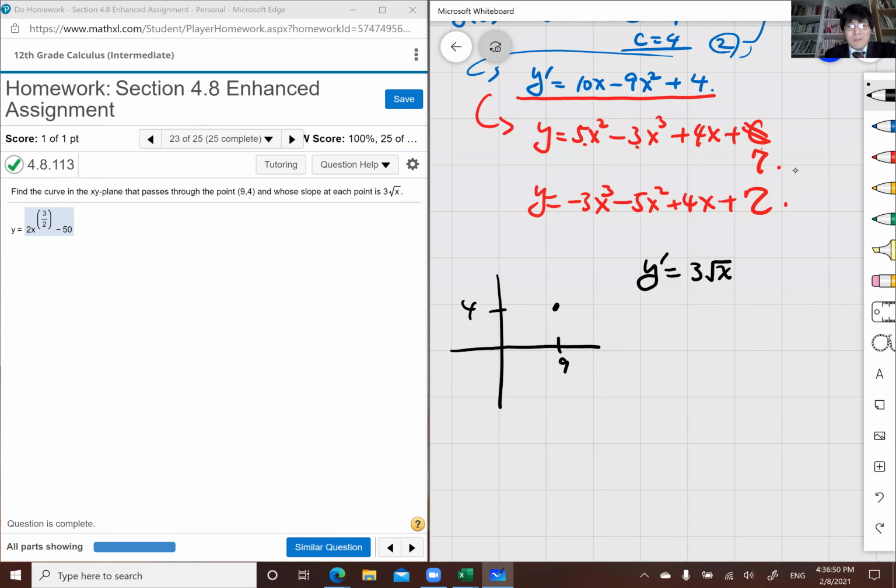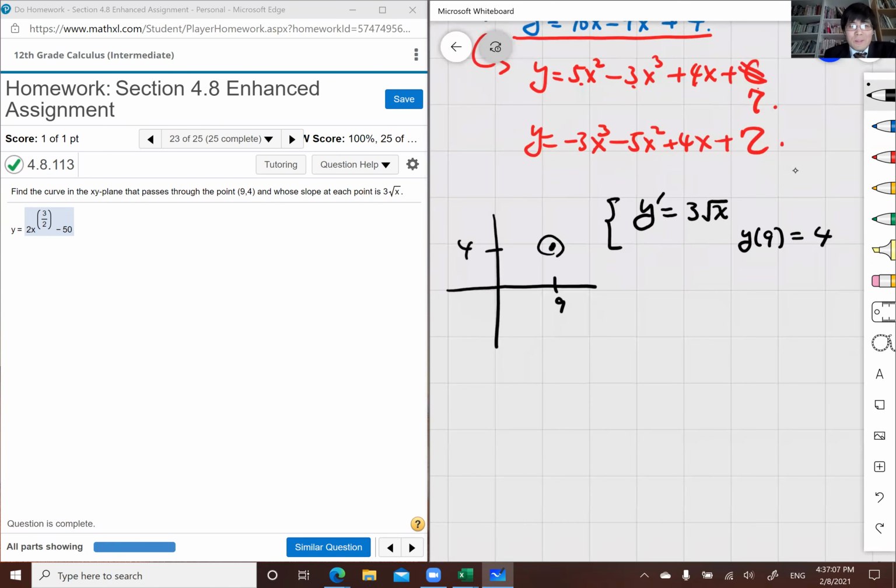And we know that the graph goes through (9, 4). So when x is equal to 9, the y value is equal to 4. Okay, so this is the initial value given. So again, it's the same kind of question once you set up the equation like this. So y is equal to the integral of 3 times x to the 1/2 dx, which is the same thing as x to the 3/2. You raise the power by 1, and you multiply by 2/3 to get 2, plus c.